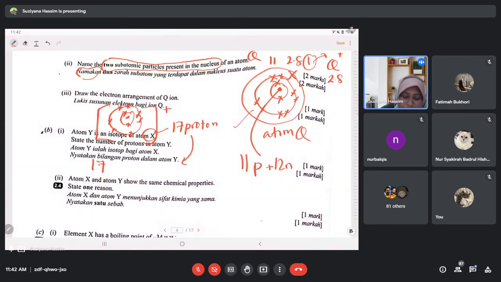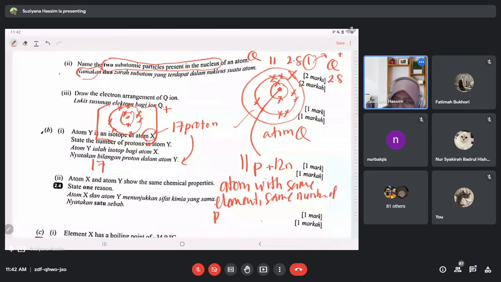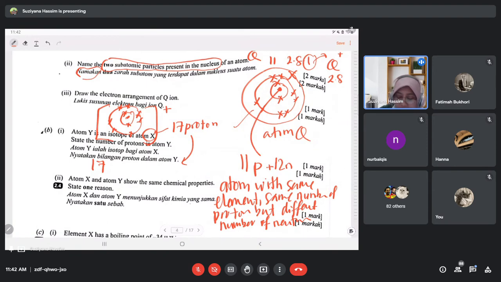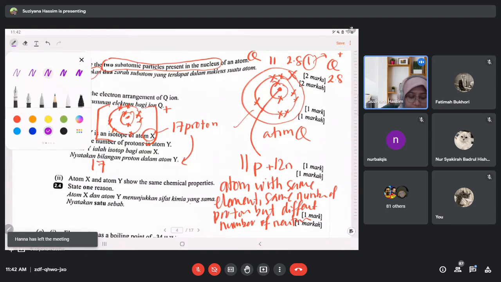Atom Y is isotope. Why? Okay, what is isotope? Atom, jot down, with same element, same number of proton, but different number of neutron. Okay, number of neutron. Okay, so in here, they're asking what are the number of proton in the atom Y. So the answer is 17. Okay. All right, next.